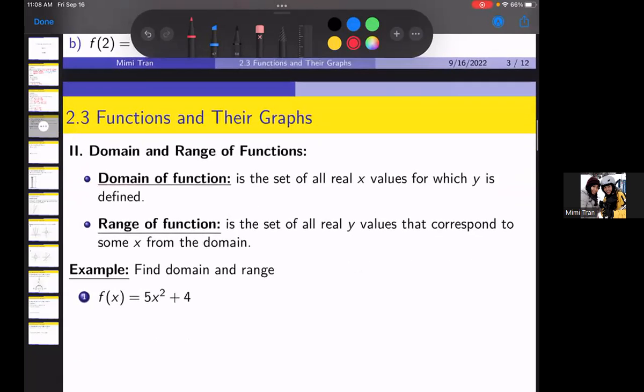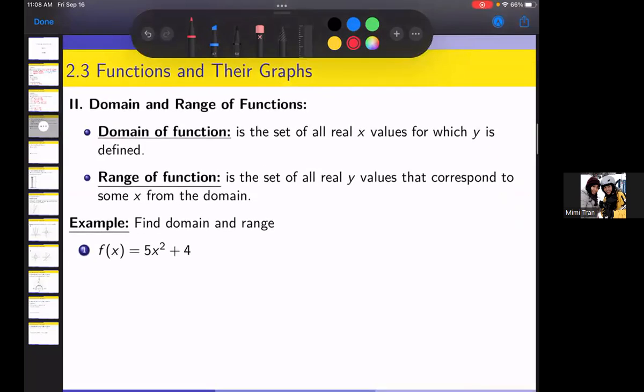Okay. And the range will be the set of all real y values. This means your height. For me, I think of domain as the width of the graph, and the range would be the height of the graph, right? How wide it goes and how far it goes. Right? That's how I think of it informally. So let's find the domain and range of this function.